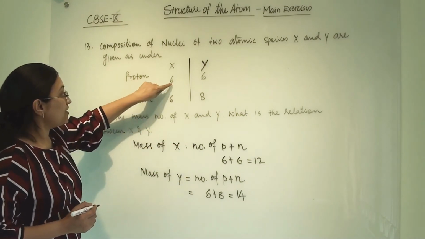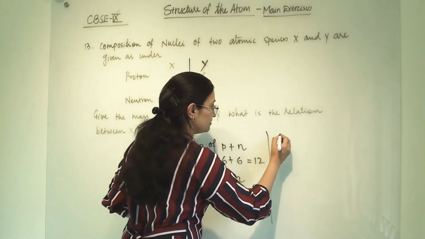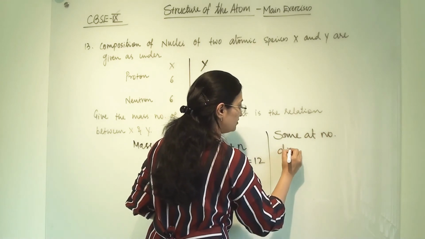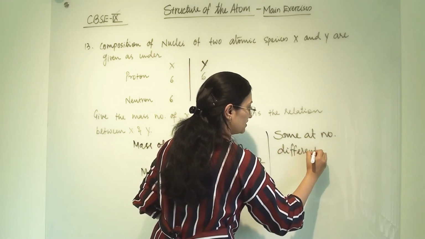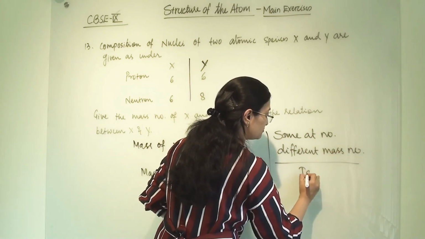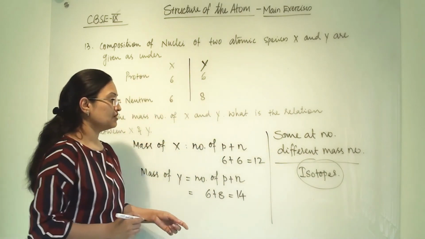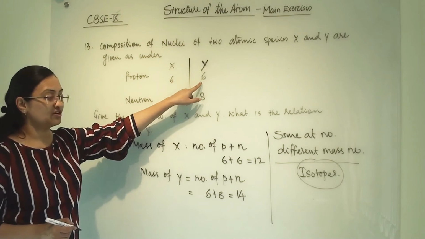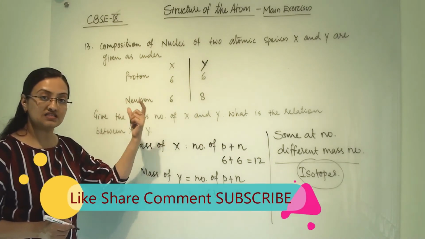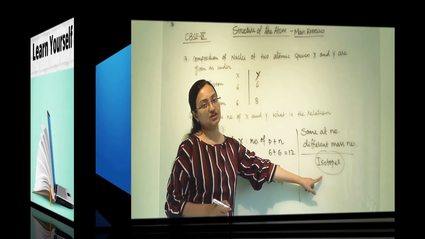Here they have the same proton number, so they have the same atomic number, but they have different mass numbers. So they are isotopes of each other. They are isotopes because they have the same atomic number, so they are one element. These two elements are the same, but their mass numbers are different. So that's why they are isotopes of each other.